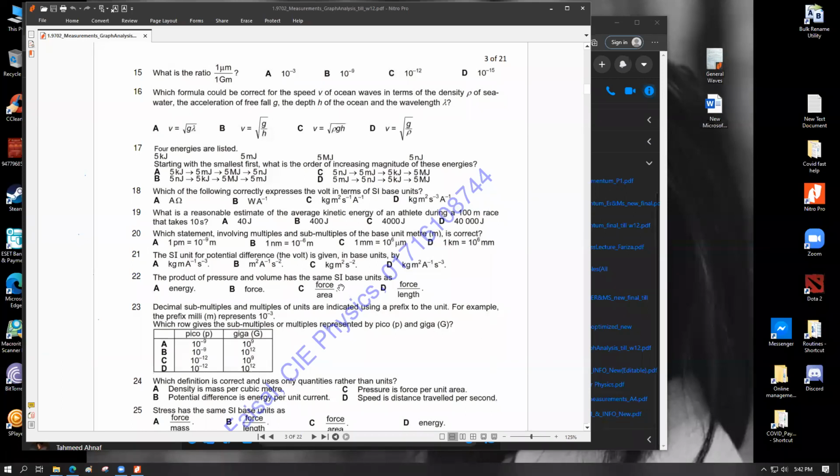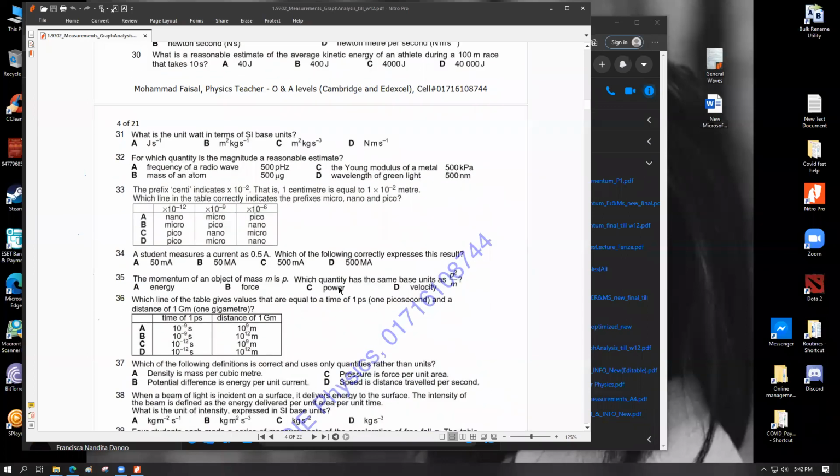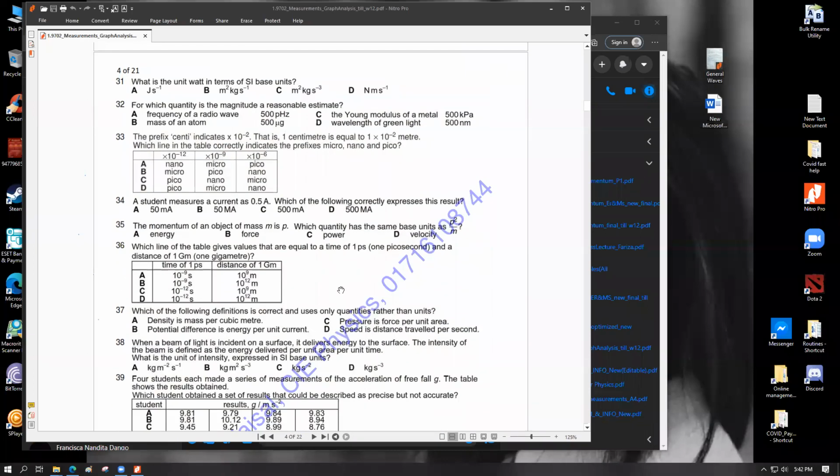So এই পেজ নিয়েও কেউ কোনো কোশ্চেন করতেছো না, so we'll move on. Page number 4. Any question from page number 4? Anyone? Any question from page number 4?